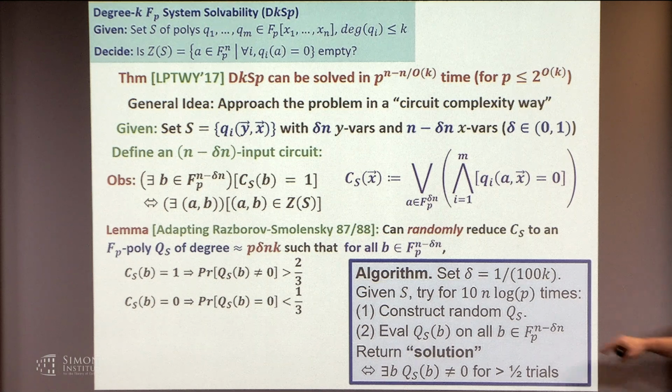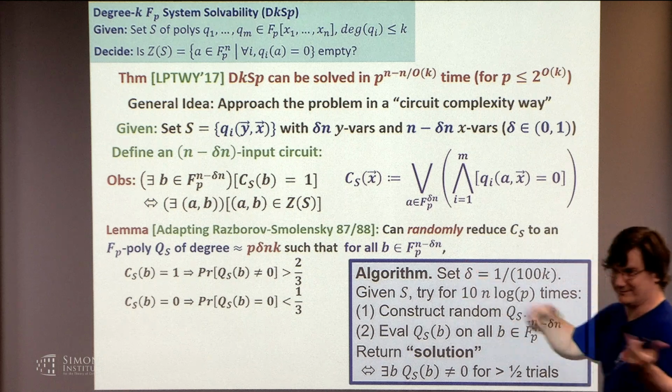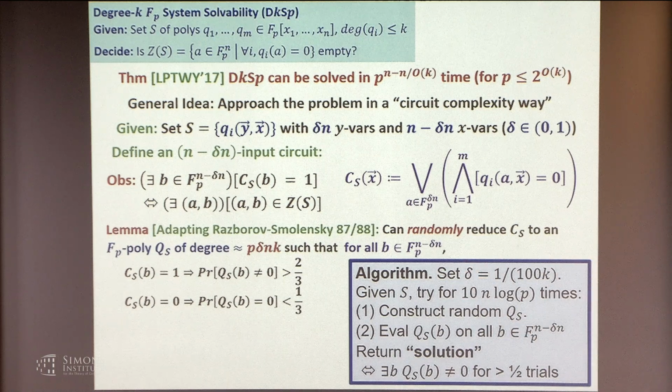We do this some constant times n times, and we get some table of size p to the n minus delta n each time. Then we return a solution if there exists a column in this table that was non-zero for greater than half the times, because here we have probability 2/3 of giving the right answer. This is a two-sided algorithm, but we could make it one-sided by using search to decision, forcing it to print something and then checking that it works. So that's the algorithm.